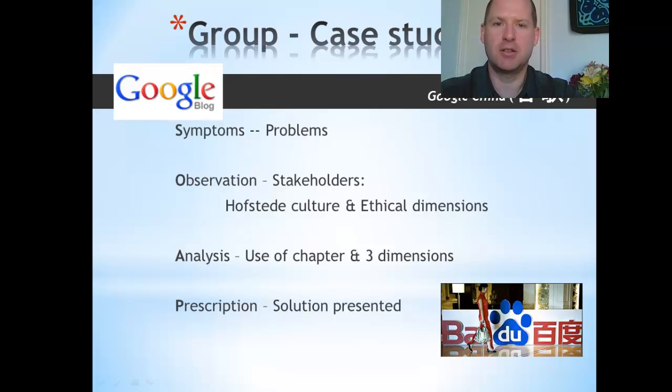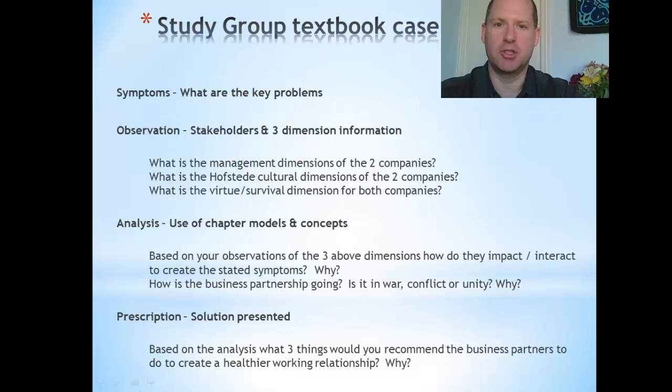As you see here, that's Google China in Chinese, and Baidu is the big rival to Google in China. Now specifically what I'm asking you to do in these four steps is to take a look at what are the key problems. So define where are the essential root problems that you find there. I would probably put 2 to 4 maximum key problems.